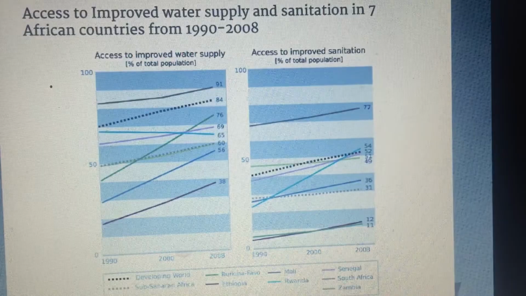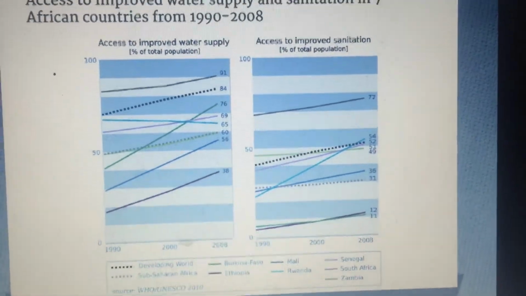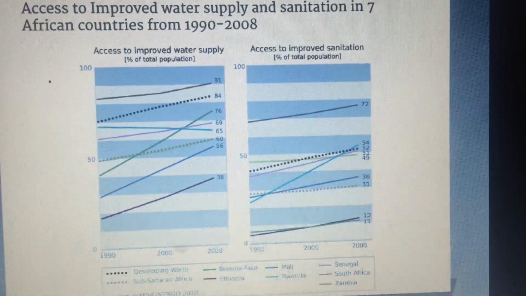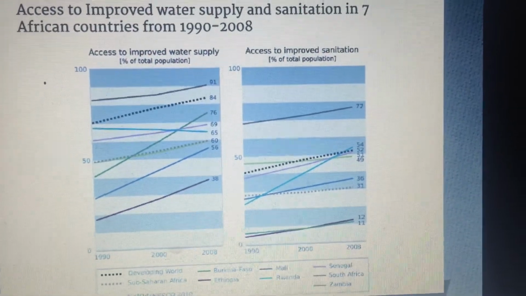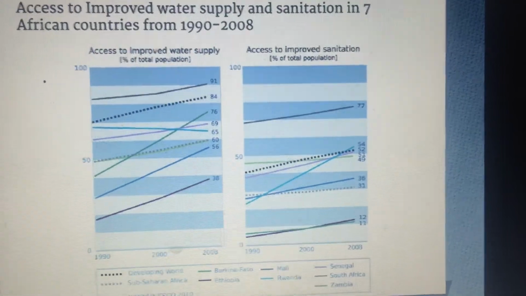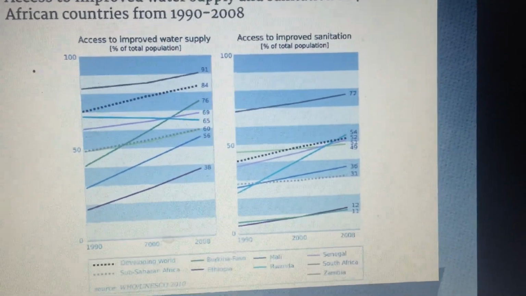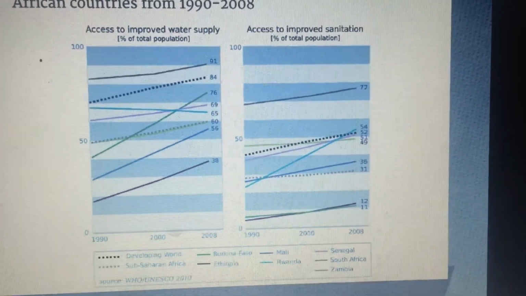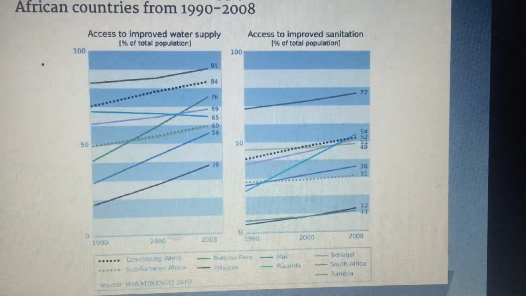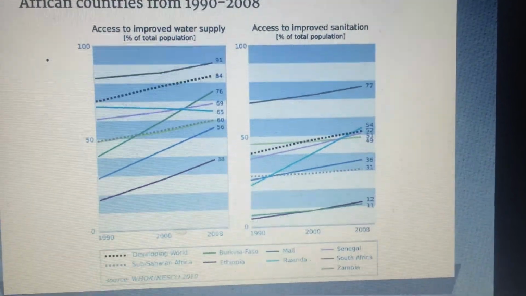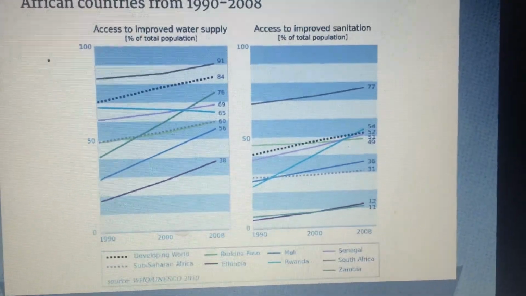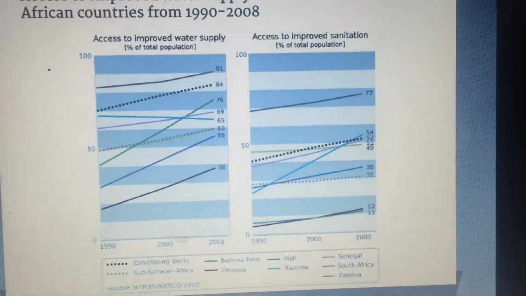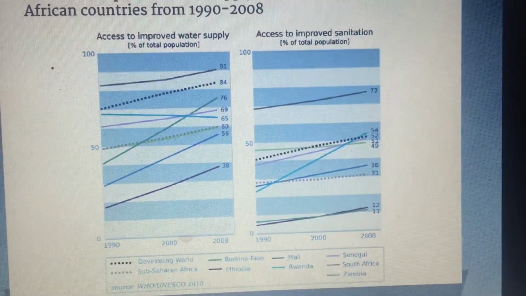Here is just some data facts on some of the access to improved water supply and sanitation. Data taken from 7 different African countries from 1990 to 2008, and these are sub-Saharan countries. And if you look down at the bottom, you'll see that Ethiopia is in the purple, and they're actually the lowest access to an improved water supply. And if you look on the second diagram, you'll see that they're still at the bottom. So there's still a lot of work that needs to be done in order for them to get access to improved water supply.